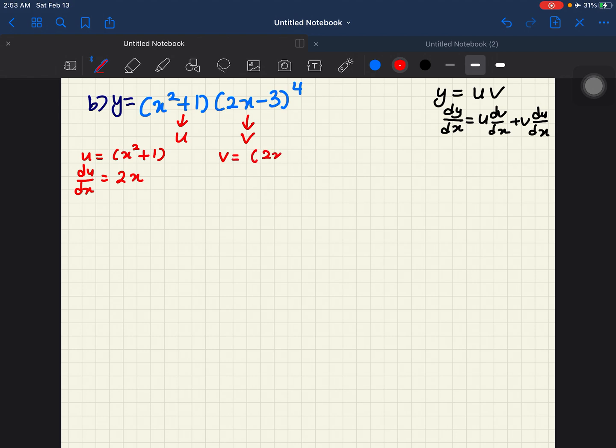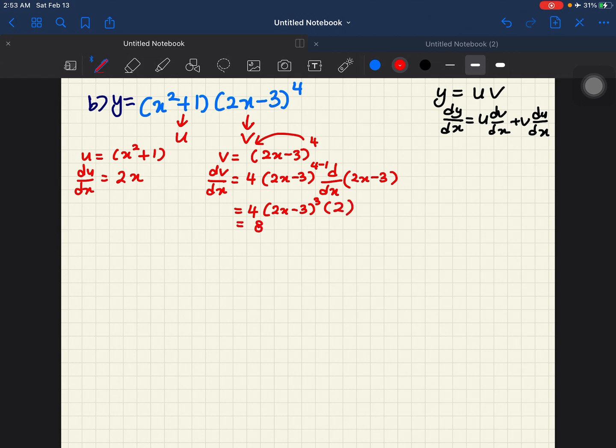So, what about v? Our v now is 2x minus 3 to the power of 4. Now, what I do is I differentiate dv over dx. So, I reduce the power of 4, and then I get 2x minus 3 to the power of 4 minus 1. And I need to differentiate. Don't forget this one: I have to differentiate the terms inside the bracket. I write it down first: 4 times 2x minus 3 to the power of 3. Differentiate 2x minus 3, I get 2. So it will be 8 times 2x minus 3 to the power of 3.